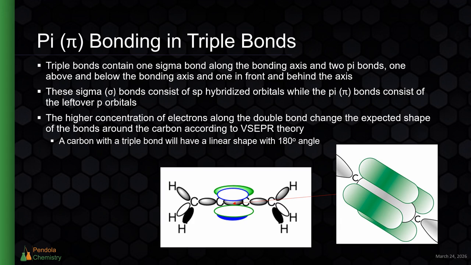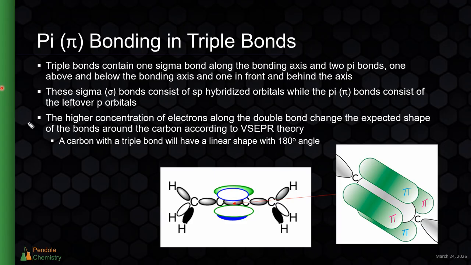So let me color code these. So we're going to have 1 pi bond above and below. So the 2 blue ones are 1 pi bond. And then another pi bond in front and behind, which I'm going to color code here with pink. So the 2 pink ones are 1 pi bond. The 2 blue ones are a separate pi bond. So this is 2 pi bonds in total and 1 sigma bond in the middle.